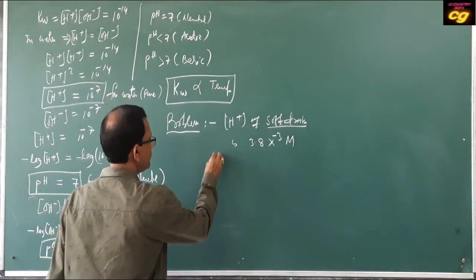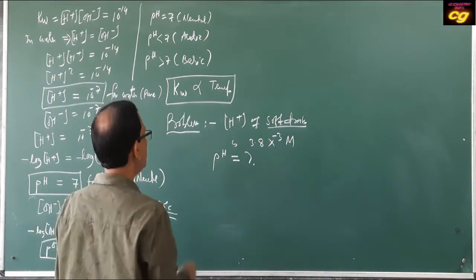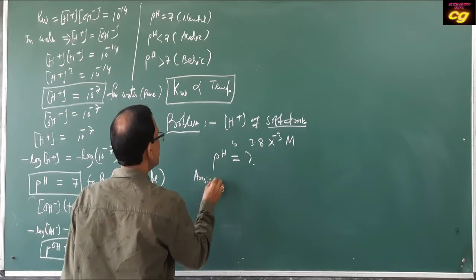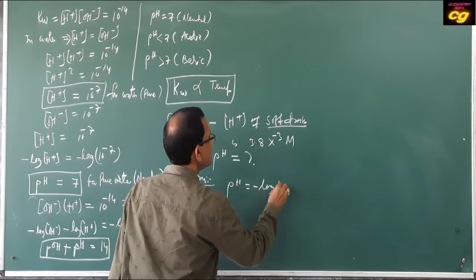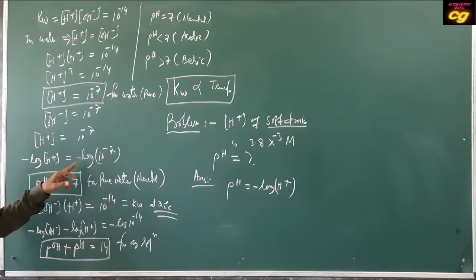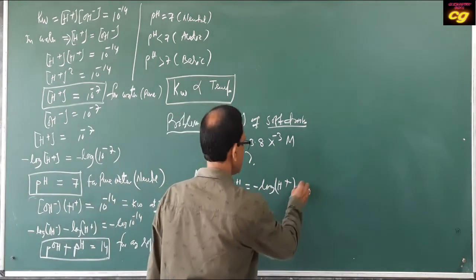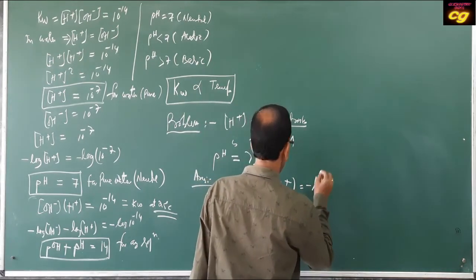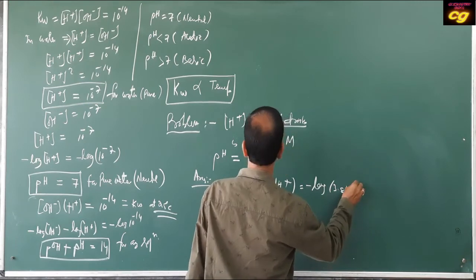Then the question is, what is the pH? I can calculate. We know pH is equal to minus log [H+]. Already we have discussed this. Minus log [H+] is called pH. So pH is equal to minus log [H+], and here [H+] is 3.8 × 10^-3.